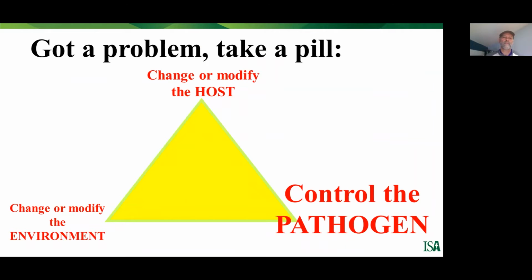I refer to it as the got a problem, take a pill philosophy, which tends to be our default setting in American culture. The phone rings, hey, Kent, what kills apple scab or what kills Japanese beetle? We want to go straight to what controls the pathogen or the pest. But there's other things that we can do. We'll get more in detail about that.